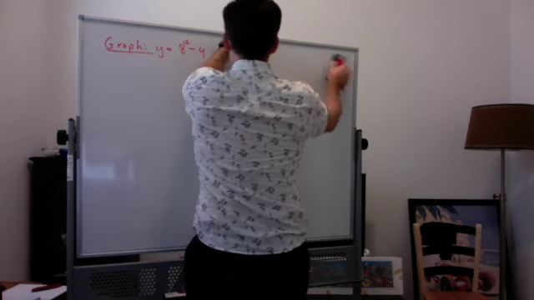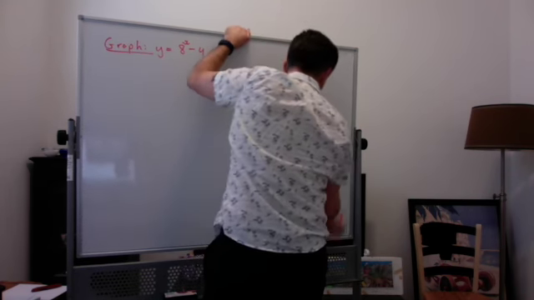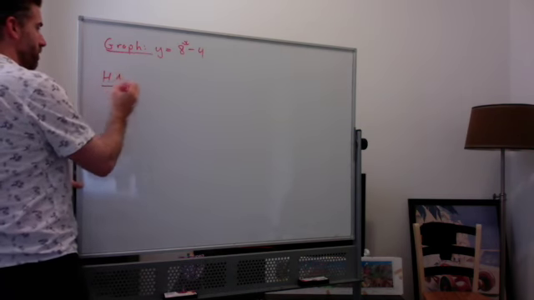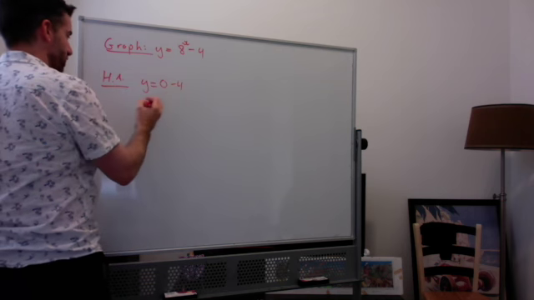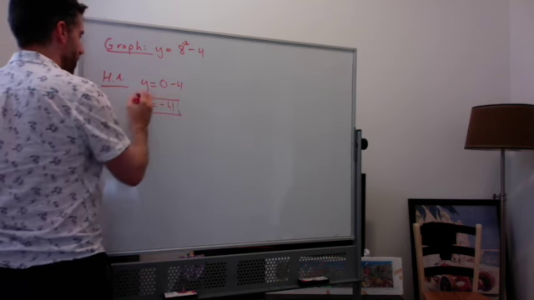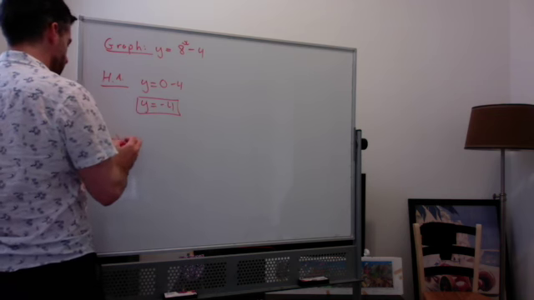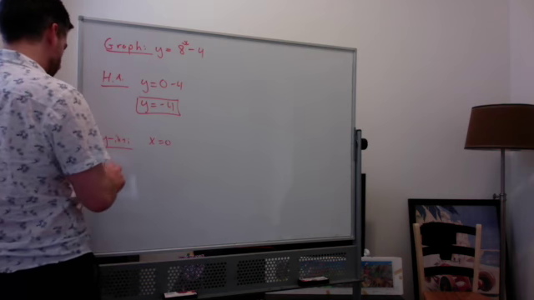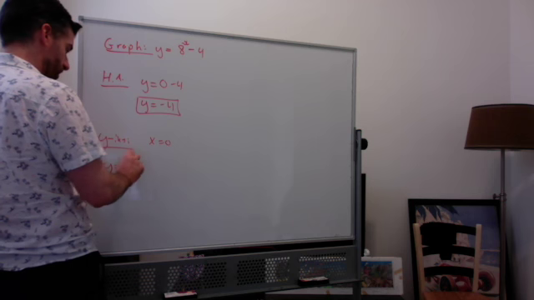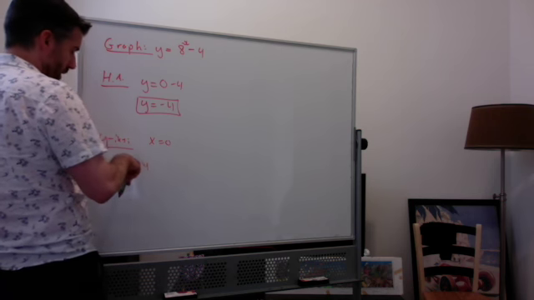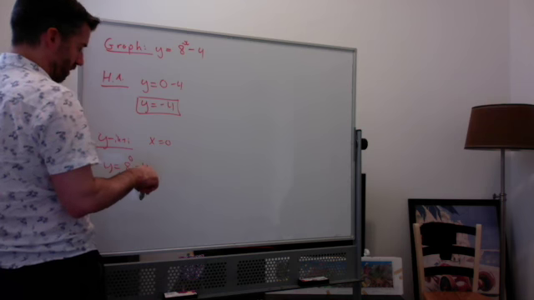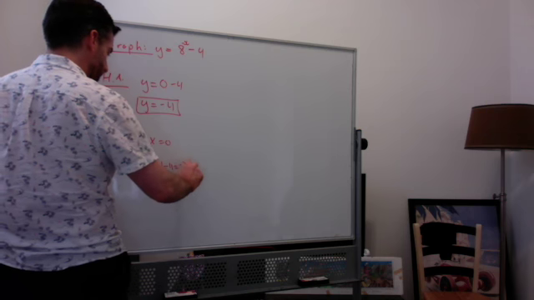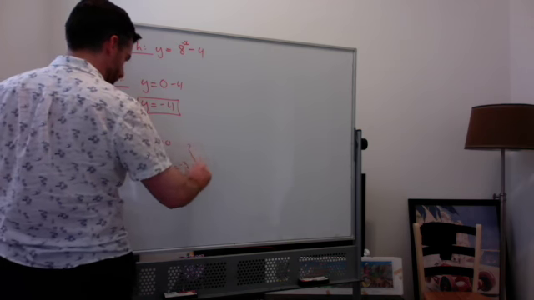And then we know it's going to shift down by 4. So our new horizontal asymptote is going to be y equal to 0 minus 4, which is just y equal to negative 4. Our y-intercept: we set x equal to 0. If I plug in 0 for x, I get y equals 8 to the negative 0, which is 8 to the 0, which is 1, minus 4. 1 minus 4 is negative 3. So my y-intercept is (0, negative 3).